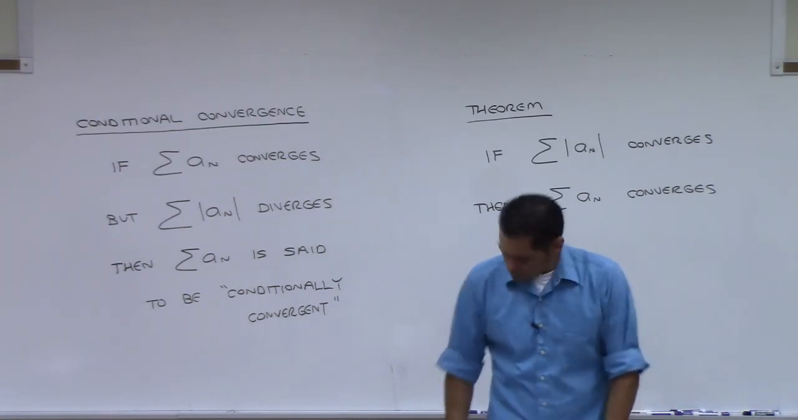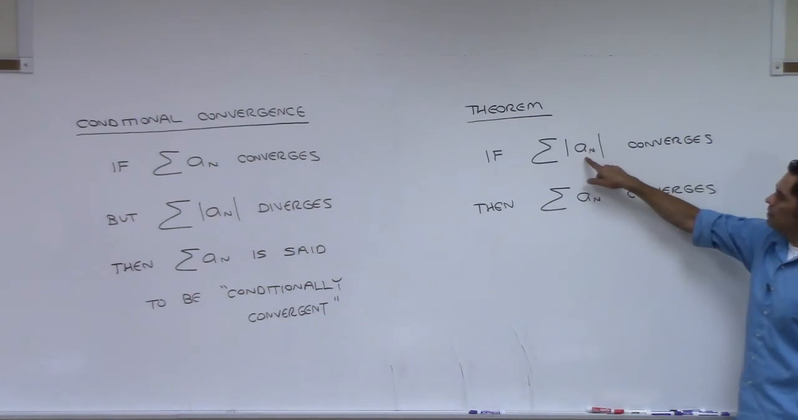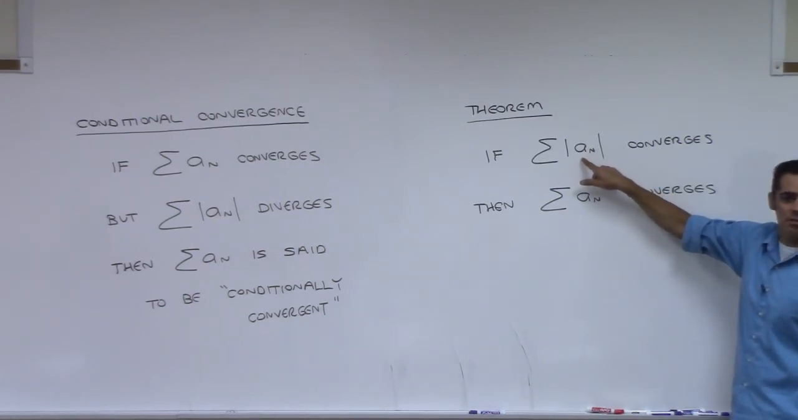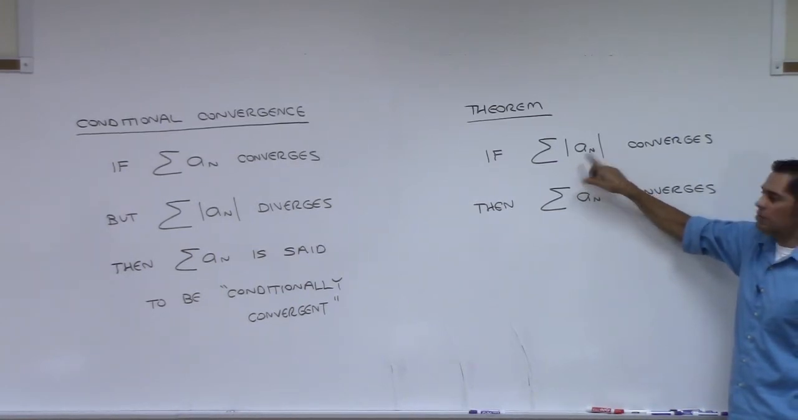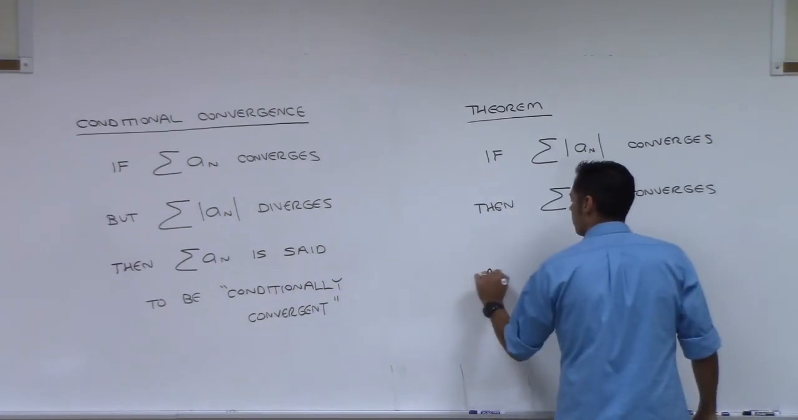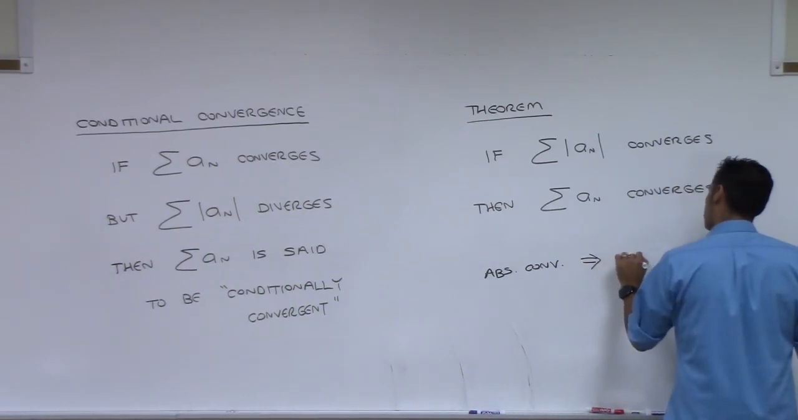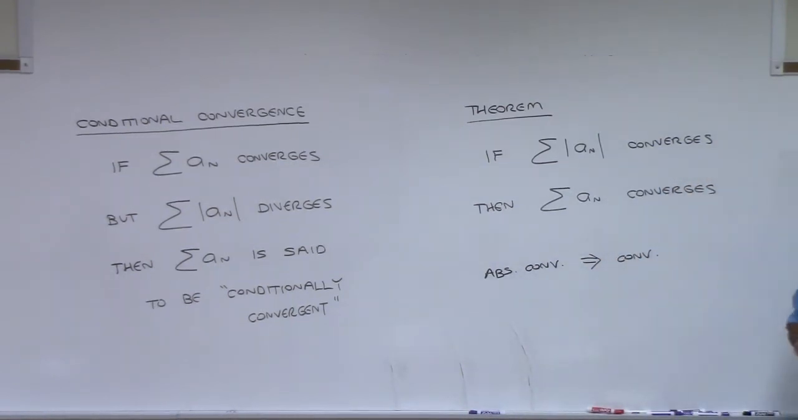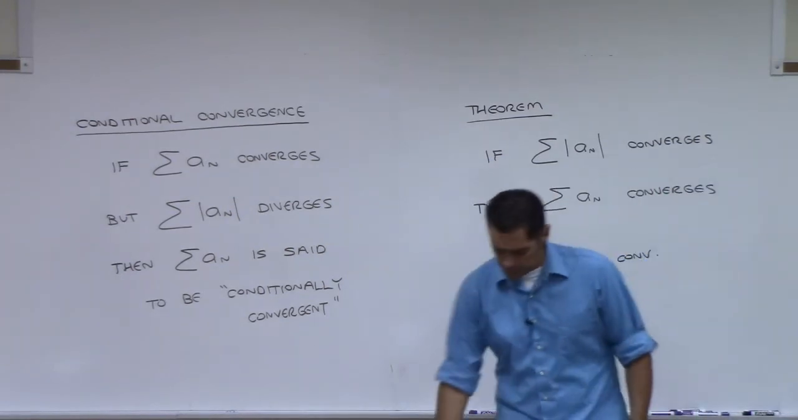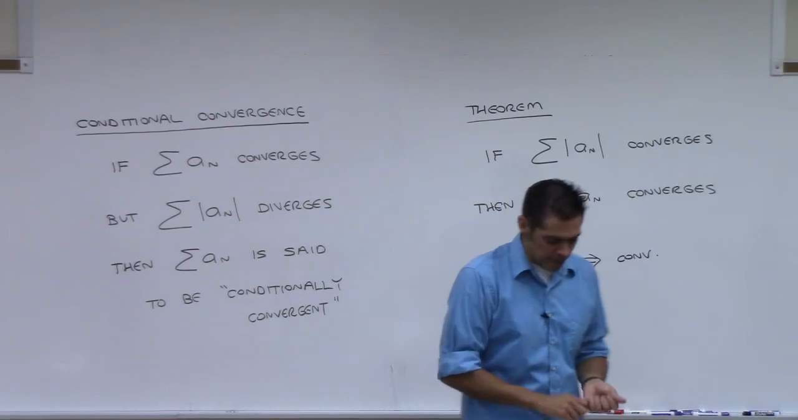But doesn't this mean a series is absolutely convergent? Isn't that what that means? So another way of looking at this theorem is that absolute convergence implies convergence. So if you can show that the absolute value of a series converges, then you basically have concluded the series itself converges. You don't have to do any work. I'm going to show you an example.